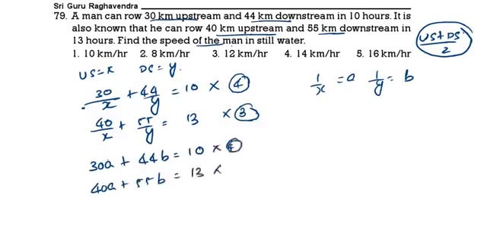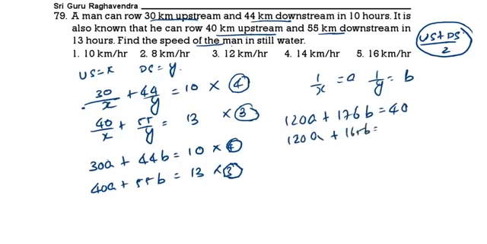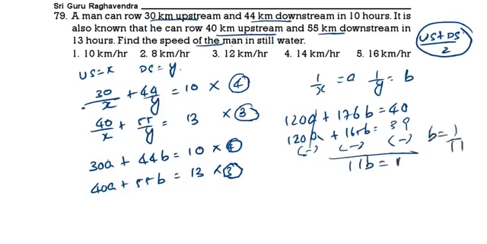Multiply this one with 4, this one with 3. Now it becomes 120a plus 176b is equal to 40. This also 120a plus 165b is equal to 39. Change the symbol. This will cancel. 11b is equal to 1. So b is equal to 1 by 11. So substitute b is equal to 1 by 11 in any one of the equations.